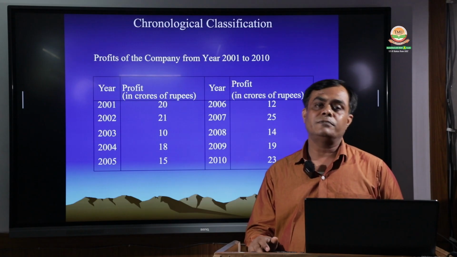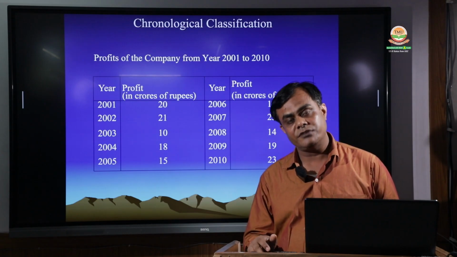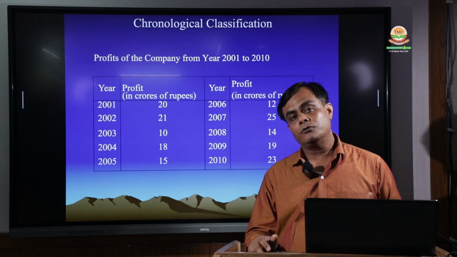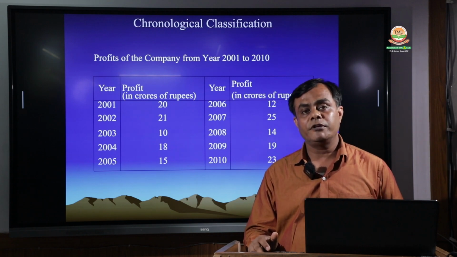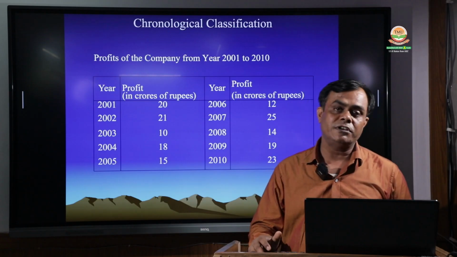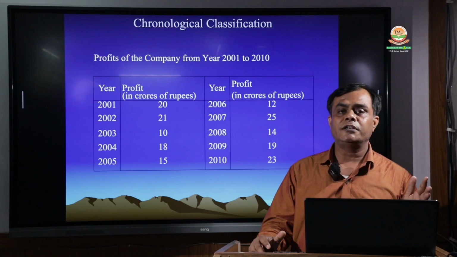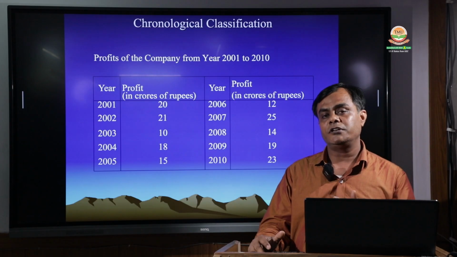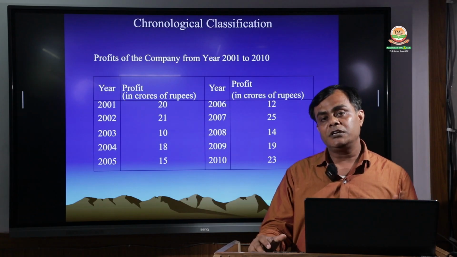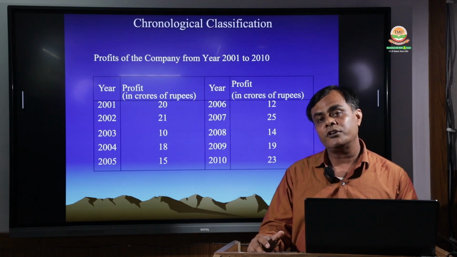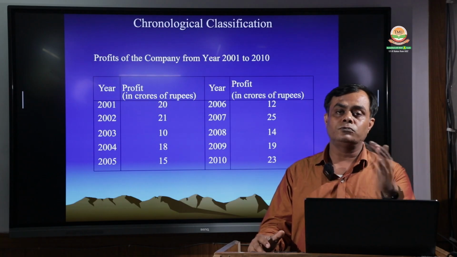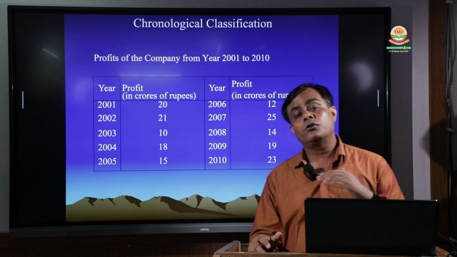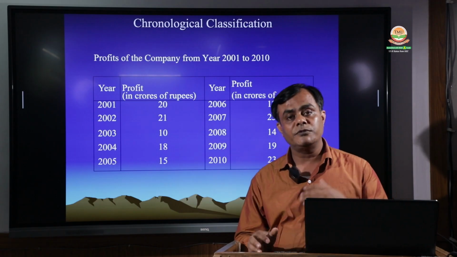Chronological classification might be in ascending order or descending order. When we go from a lower time period to a higher time period, that is called ascending order. When we go from a higher time period to a lower time period, that is called descending order. If the data is from 2001 to 2010, that type of chronological classification is called ascending order chronological classification. If the data is 2010 to 2001, we call it chronological classification on the basis of the descending order.